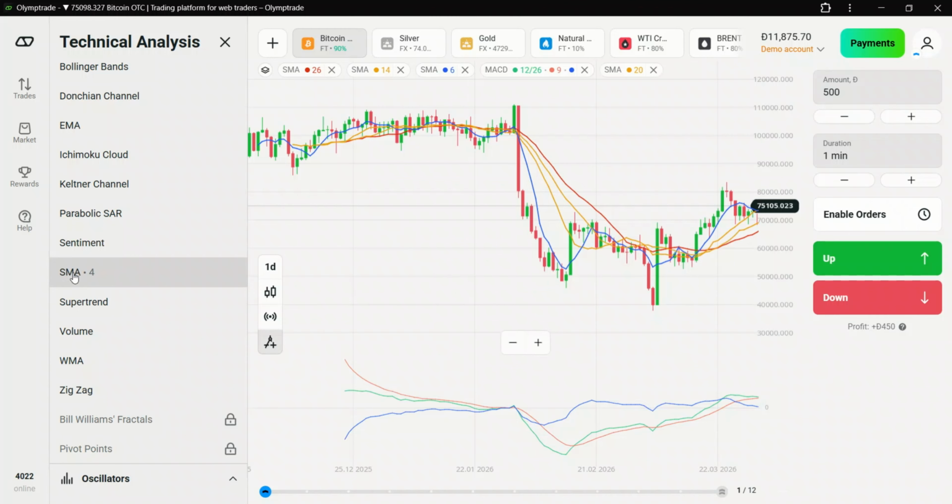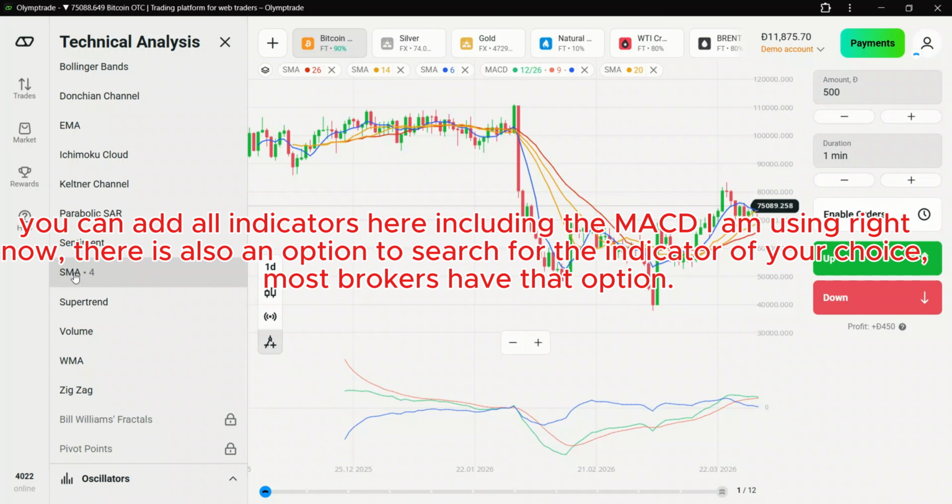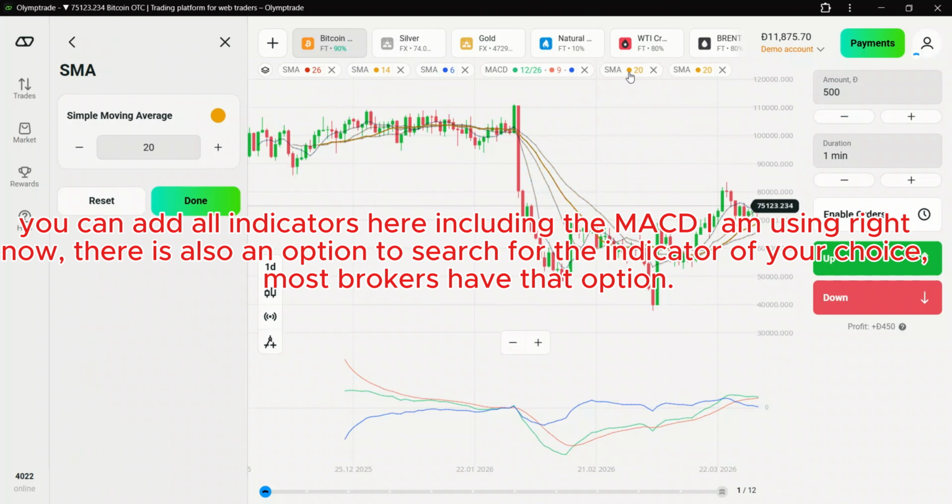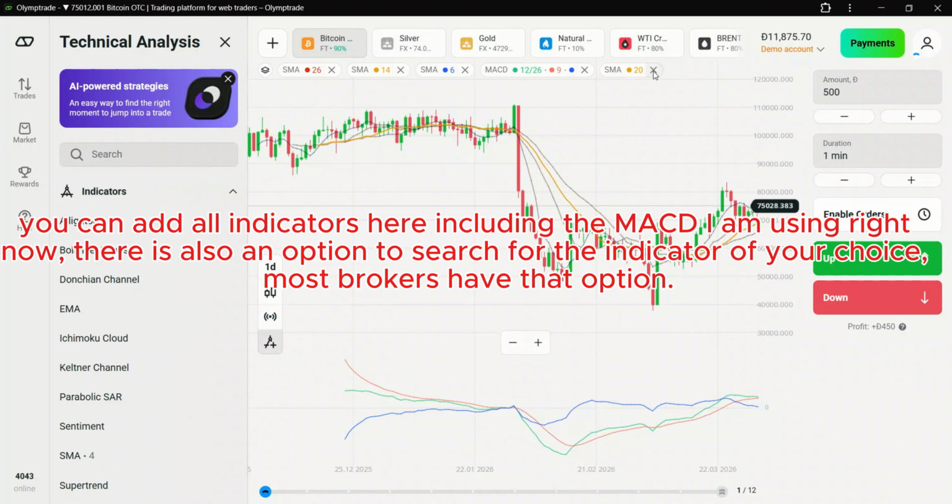So you can see that it's 3. If I want to add another one, I'll click on it and it will add the other one. But I'm not going to add it, so I'm going to cancel it. You can see when I clicked on it, it added another one. Once it adds another one, I'll just edit it. You can see I can edit the number, I can edit the color that I want. But the numbers I'm using are 26, 14, and 6. So I'll cancel this one so there won't be too many lines.